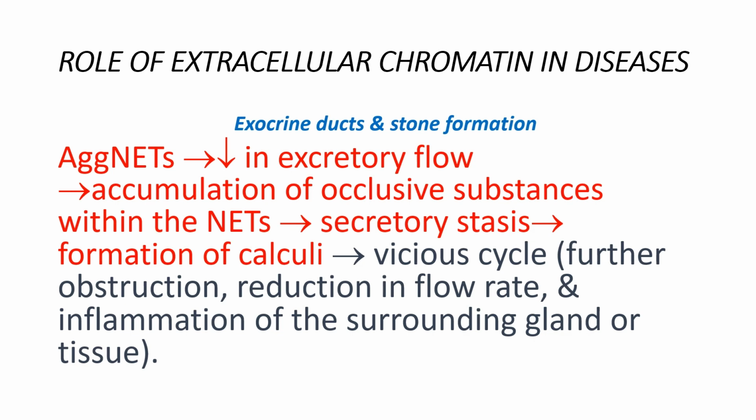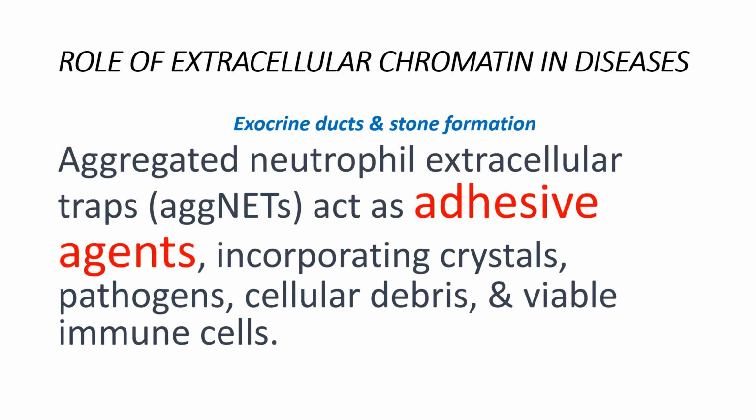Examples of organs and tissues where this phenomenon has been reported include pancreas, gallbladder, tooth supporting tissues, ocular glands, and salivary glands. Aggregated neutrophil extracellular traps, or aggNETs, act as adhesive agents, incorporating crystals, pathogens, cellular debris, and viable immune cells. They promote the consolidation of these materials, facilitating the formation of tophi and calculi observed in conditions such as gouty arthritis, cholelithiasis, sialolithiasis, and meibomian gland disorders.